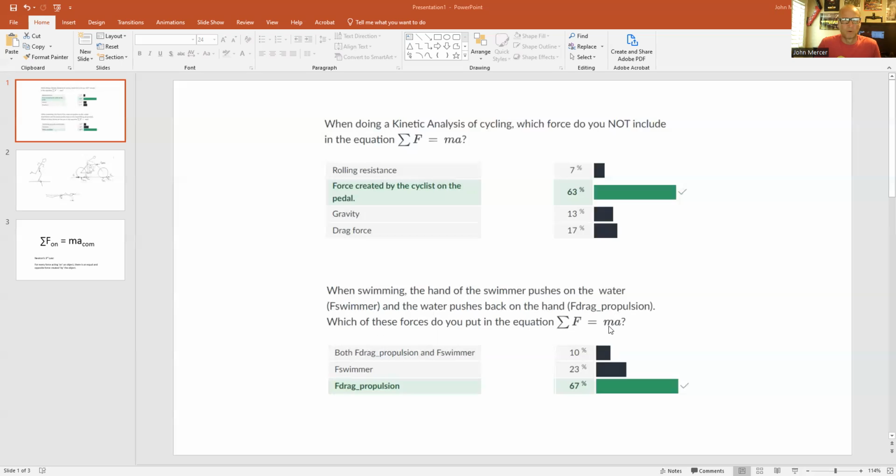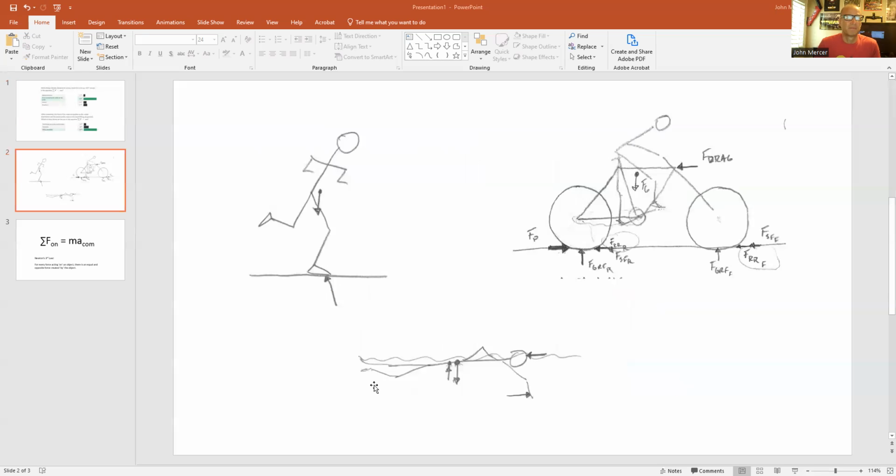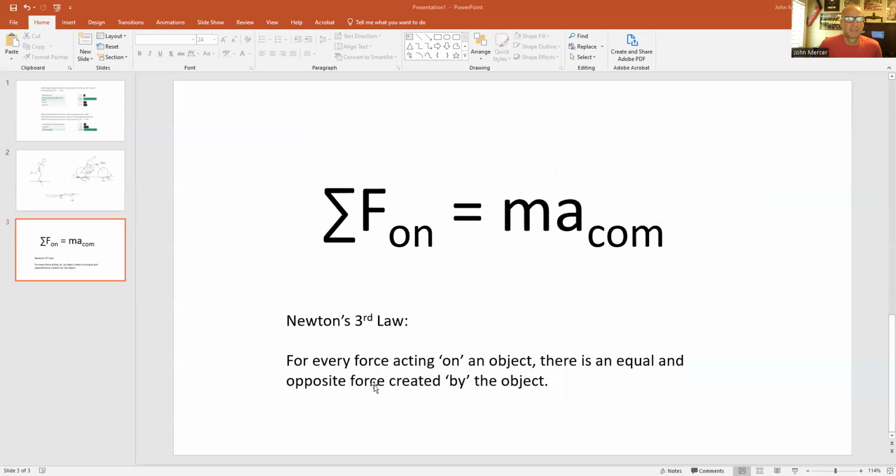So again, we're only looking for the forces acting on the object. When we're interested in the swimmer moving forward, we're looking only at the force acting on the swimmer, not the force created by the swimmer. And so the answer is drag propulsion force. I know that seems odd, but let me jump down here to this slide.